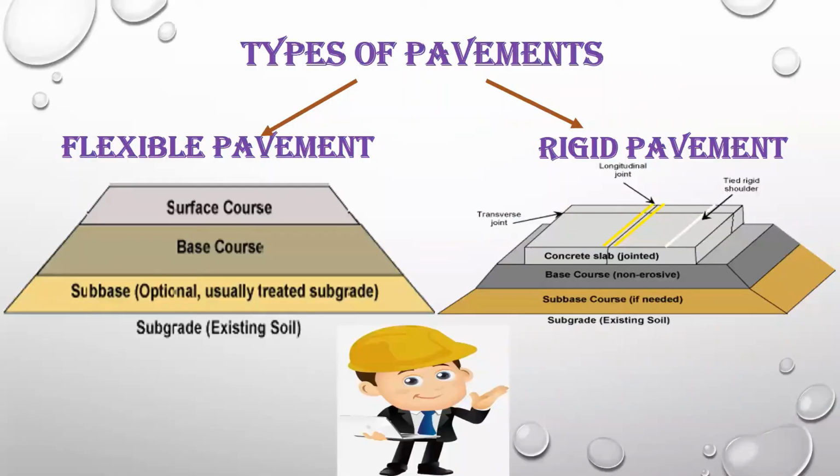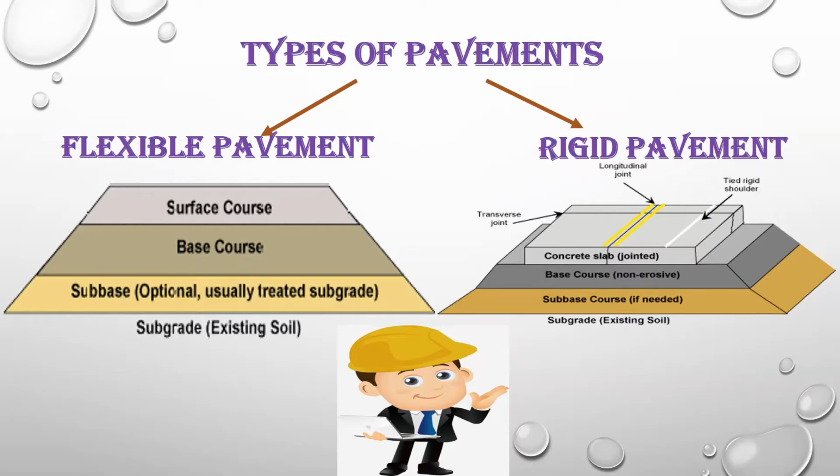So I am moving towards the next slide. This is the types of pavements: flexible pavement and rigid pavement. What are the layers of flexible pavement? Surface course, base course, subbase, subgrade. Subbase is optional, usually a treated subgrade. Subgrade is the existing soil on which the pavement is going to be laid.